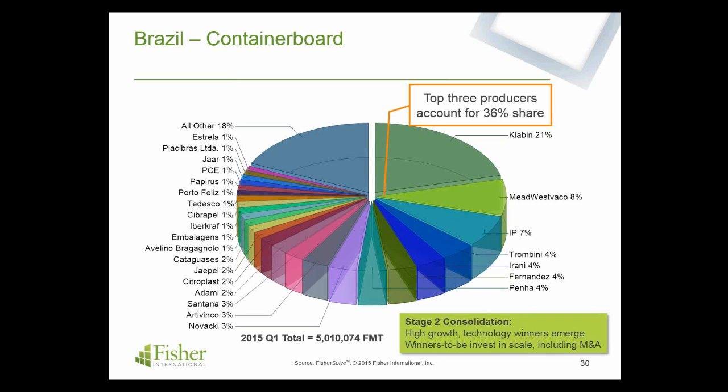We would say that that is again a stage 2 consolidation, where as the local market there continues to grow, we would not expect to see a lot of M&A activity, but rather more plants would be built in order to meet that demand. If, however, the demand starts to level out, then we might see some additional M&A activity within the country.